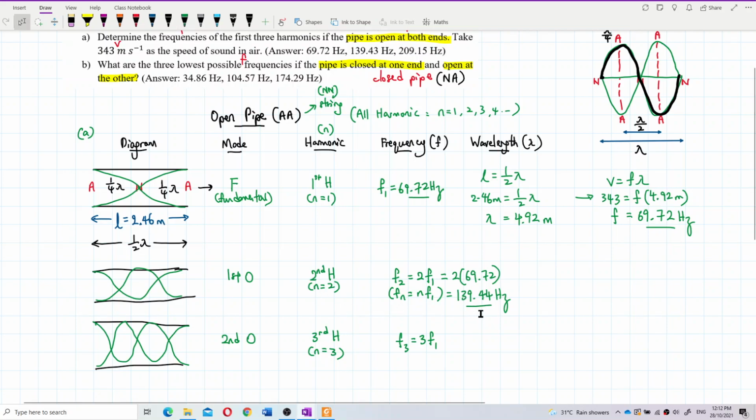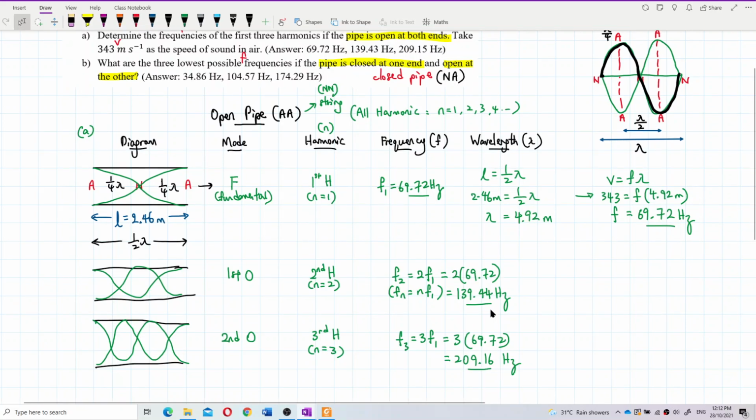That's my second harmonic frequency. And then the third harmonic frequency is 3 times the fundamental frequency. So 69.72 times 3, I will get 209.16 hertz. So that's my third harmonic frequency.